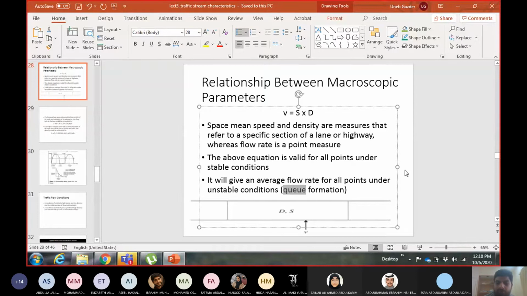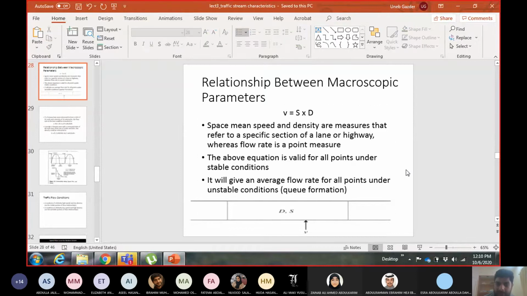Okay, so for stable conditions on uniform section, you apply this equation, you get the exact value of flow rate at all the points, which is a constant. If you apply this equation in unstable conditions, meaning in traffic jam conditions, or they are calling it a queue formation condition, then in that case you will get a flow value which is considered as an average for all the points.